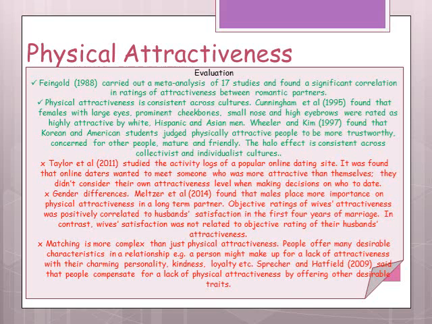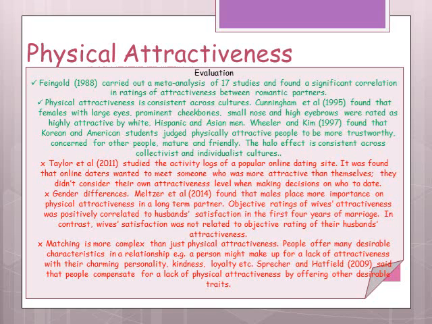However, weaknesses include that Taylor studied the activity logs of a popular online dating site. It was found that online daters want to meet someone who is more attractive than themselves. They don't consider their own attractiveness level when making decisions on who to date. Gender differences found that males place more importance on physical attractiveness in a long-term partner. Objective ratings of wives' attractiveness were positively correlated to a husband's satisfaction in the first 4 years of marriage, whereas wives' satisfaction was not correlated to objective rating of their husband's attractiveness.